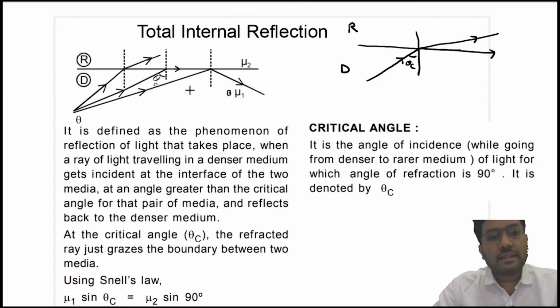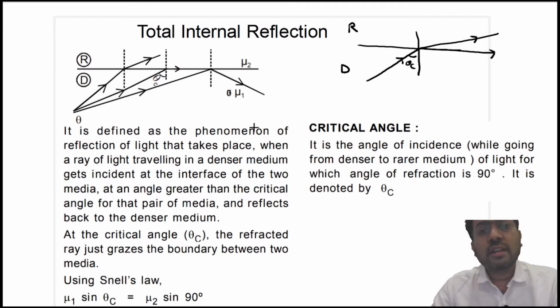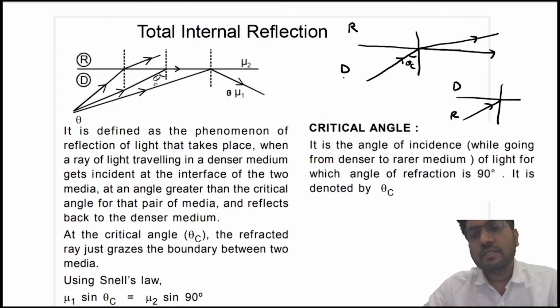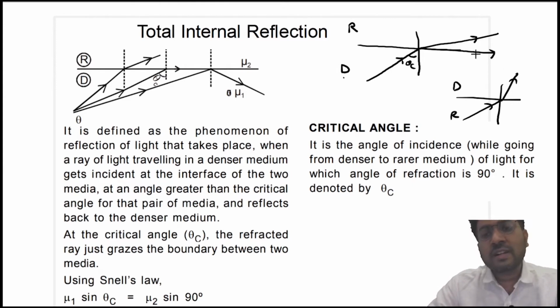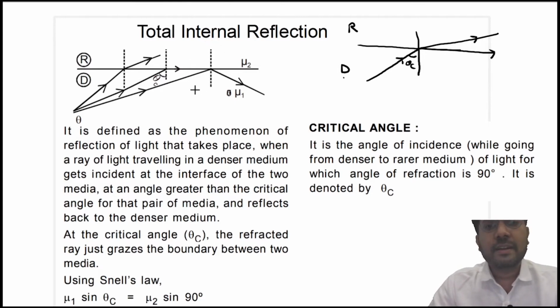After that, if the angle of incidence is made greater than the critical angle, then light, instead of getting refracted, starts to reflect. This phenomenon is called total internal reflection. Now this is possible only if the light ray travels from denser to rarer medium. When a light ray travels from rarer to denser medium, this is not possible, because in that case light travels towards the normal. If light is bending towards the normal, it is not possible that the angle of refraction will become 90 degree. So this is possible only if light travels from denser medium to rarer medium.